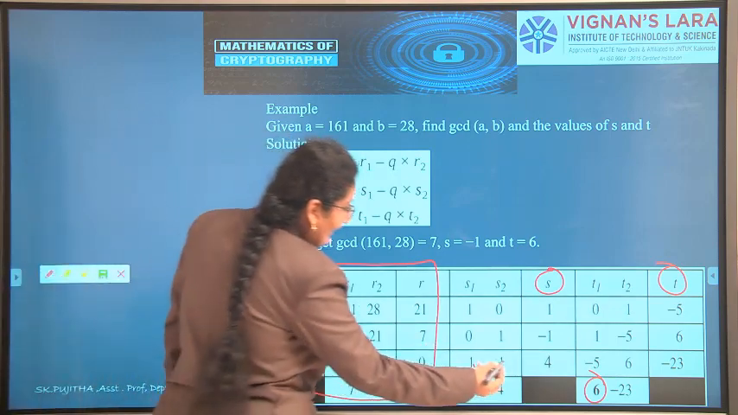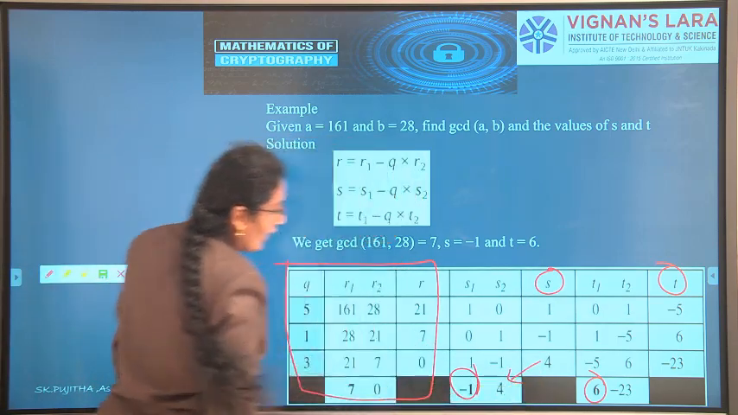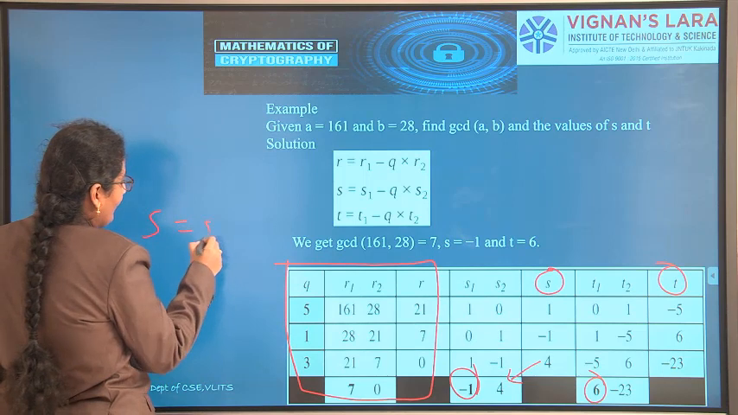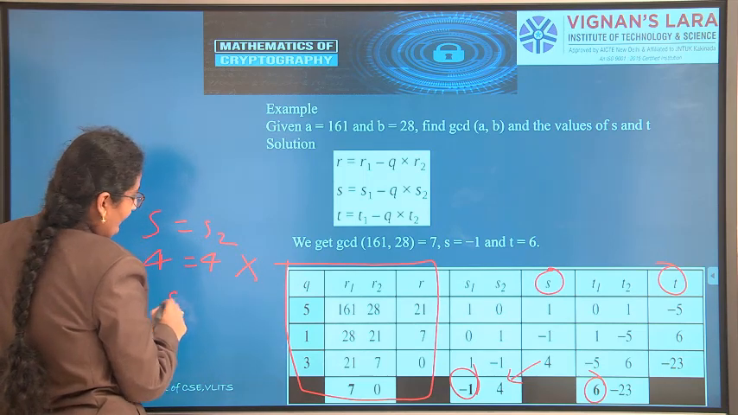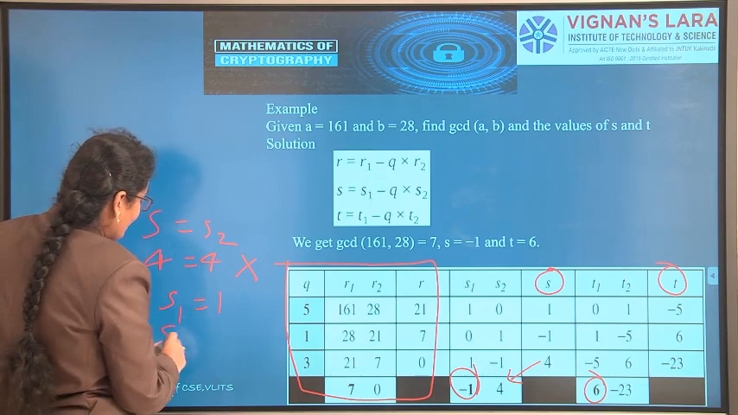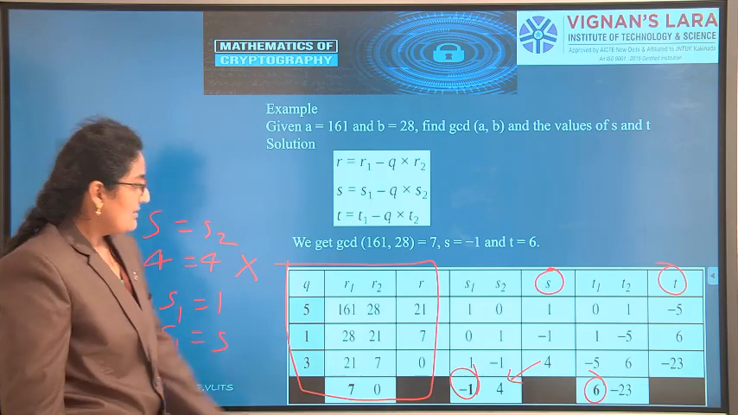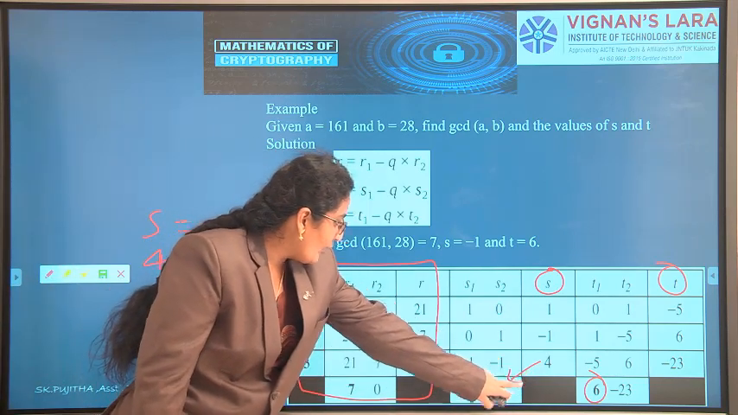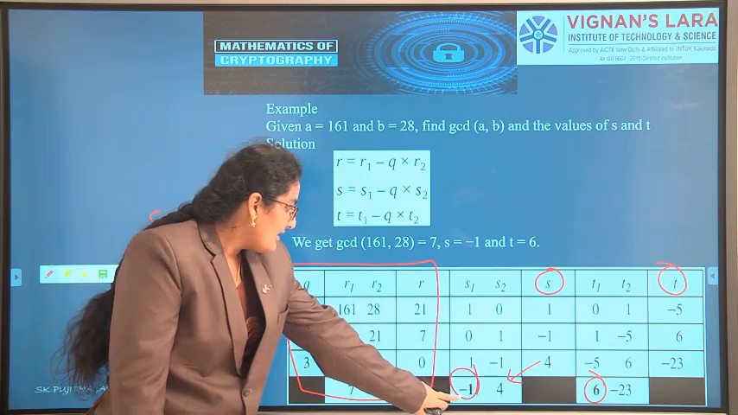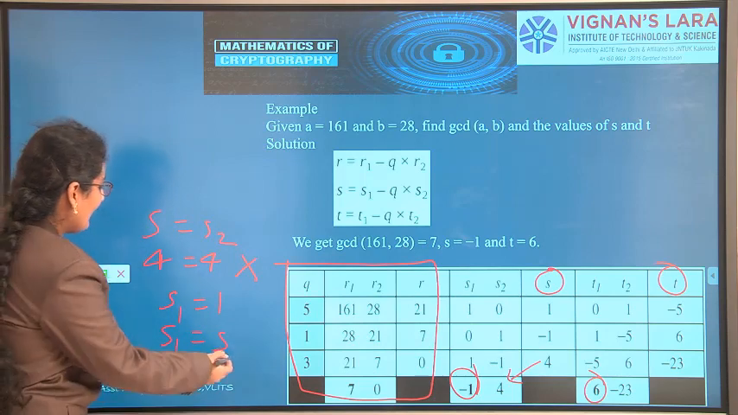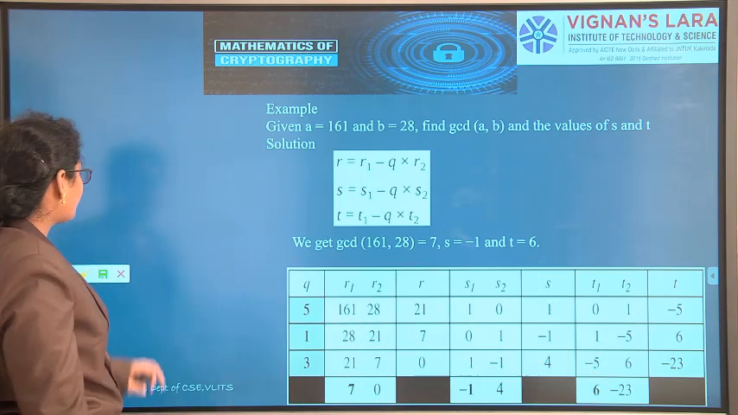We should stop when S1 equals S2. See, S1 equals S2, 4 equals 4, so we stop. The S value is 4, and the S2 value is also 4. They are the same, so we stopped the process. S1 is minus 1. Ultimately S1 will be the S value.